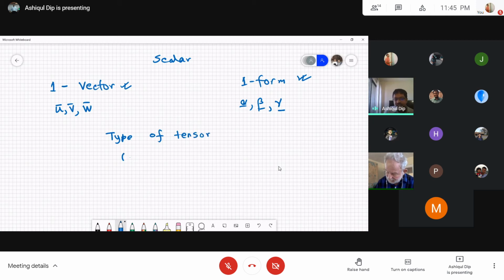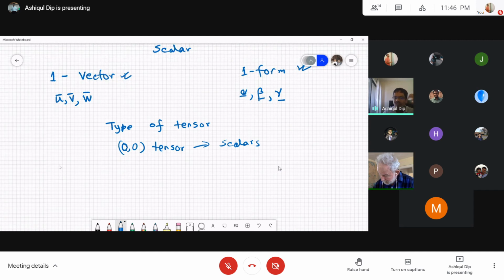A tensor is called a zero tensor, or more precisely a (0,0) tensor, if it cannot take a vector or a one form. It's already a number. So basically these are scalars that cannot take any vector or any one form. Zero tensors. Okay, (1,0) tensors. Any guess what it was? One vector. Yes, these are vectors basically.